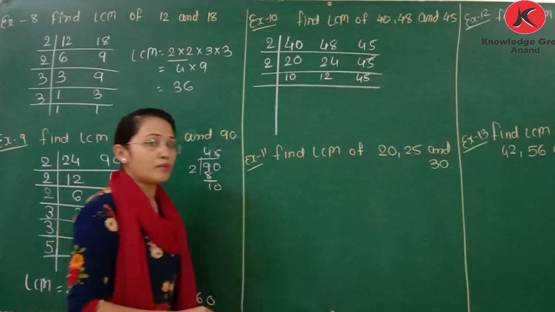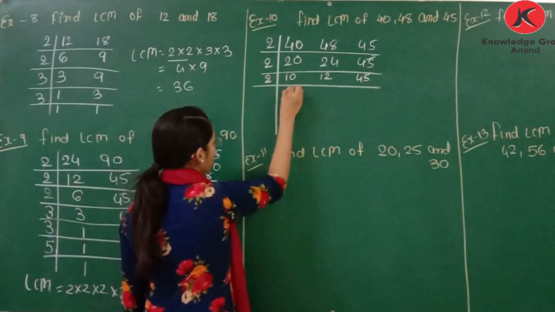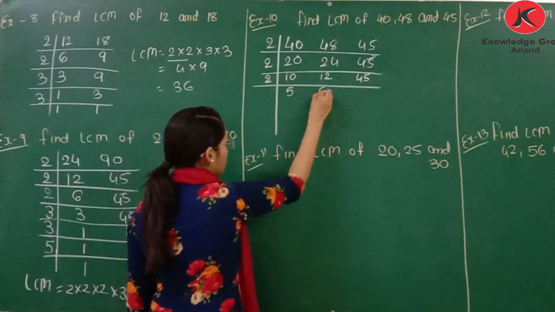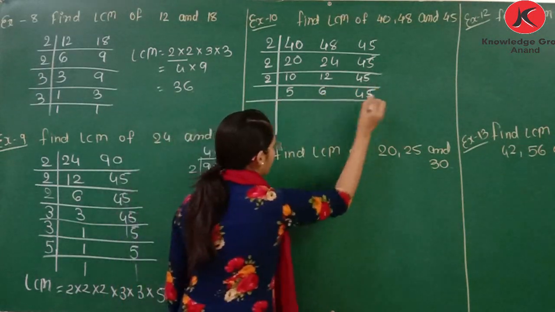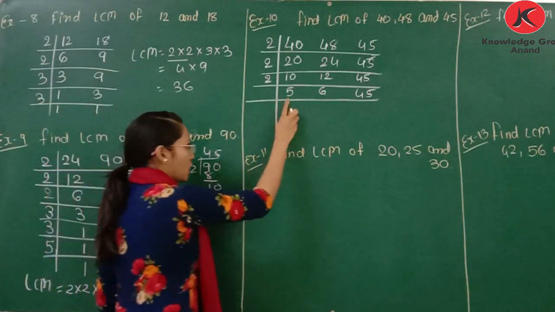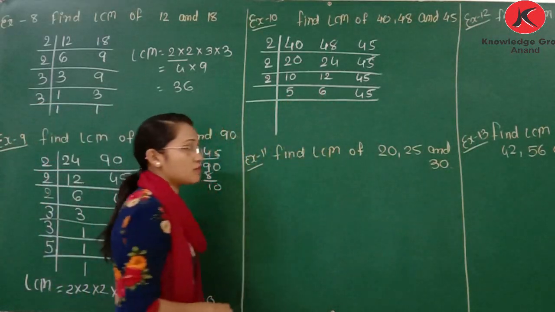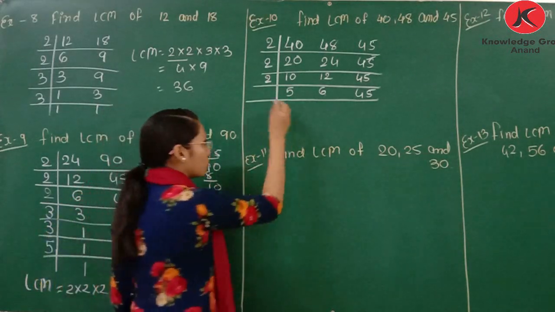Again, is there any number that is divisible by 2? Yes, 10 and 12 both. So 2 5s are 10, 2 6s are 12, 45 as it is. Now, is there any number that is divisible by 2? 5 is not divisible by 2, but 6 is divisible by 2. 45 is not divisible by 2, so you need to take 2.